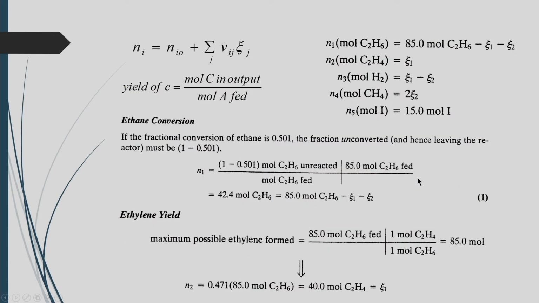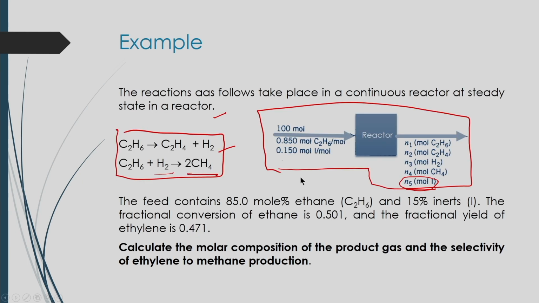If I use the concept of extent of reaction for multiple reactions, then this is your governing equation. Based on this equation you have to calculate all these things. Now, let us consider, according to this flow chart, N1 is for C2H6, that means ethane, N2 for ethylene, N3 for hydrogen, N4 for methane, and N5 for the inert amount in the outlet stream.